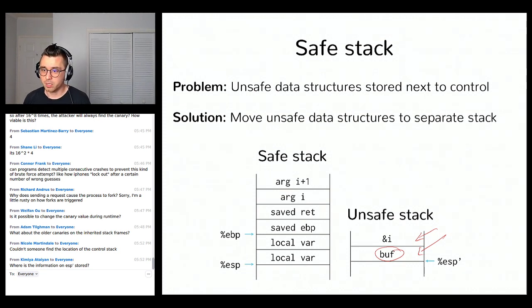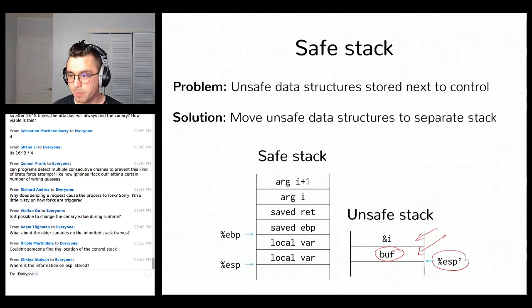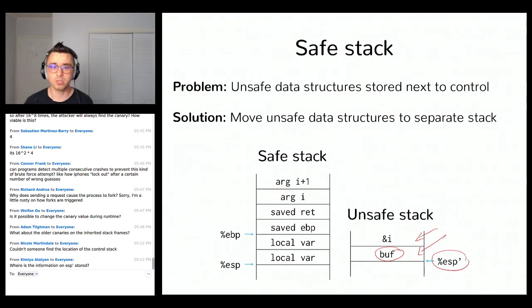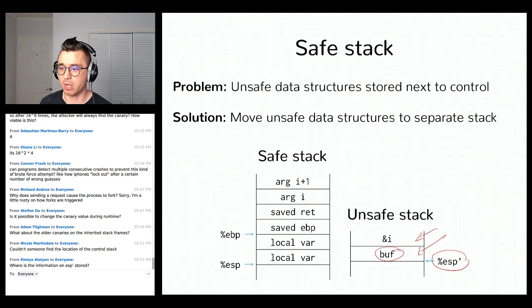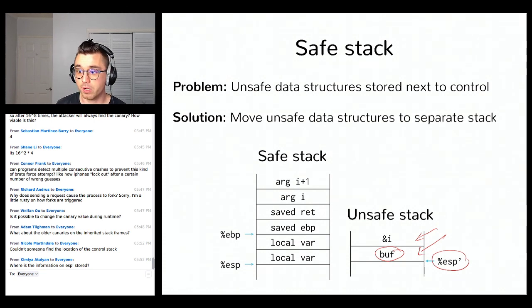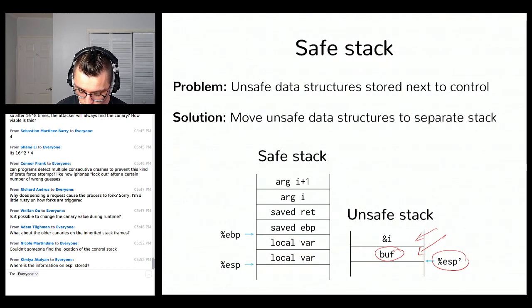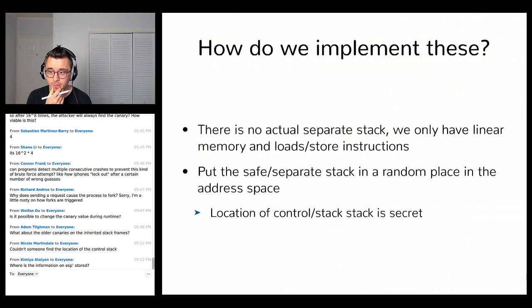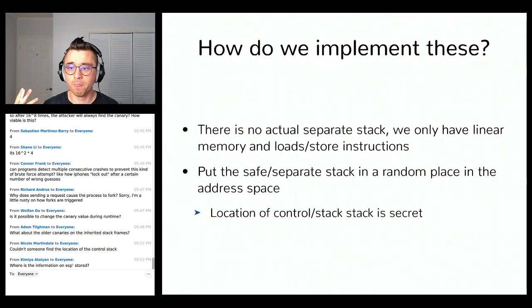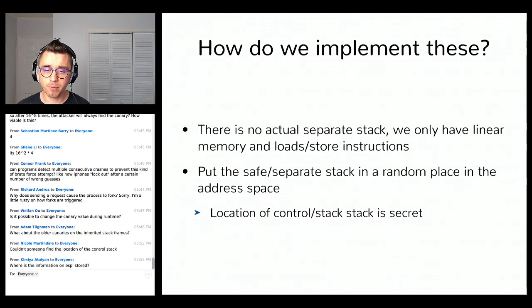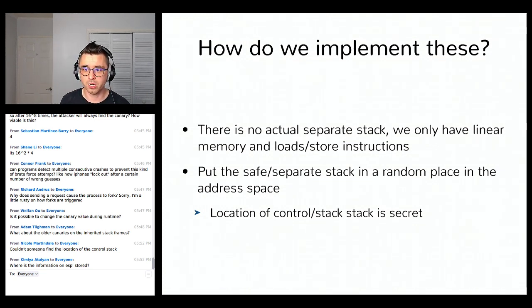So where is the information on ESP prime stored? In both of these cases, something has to maintain this. So we're going to have to use potentially a separate register to keep track of this. And we're going to have to figure out where is this control stack, where is this unsafe stack, right? If we look at actual implementations, there's no actual separate stack. We have our linear memory, and we have load and store instructions to this linear memory, and pushes and pops and calls and returns, right?